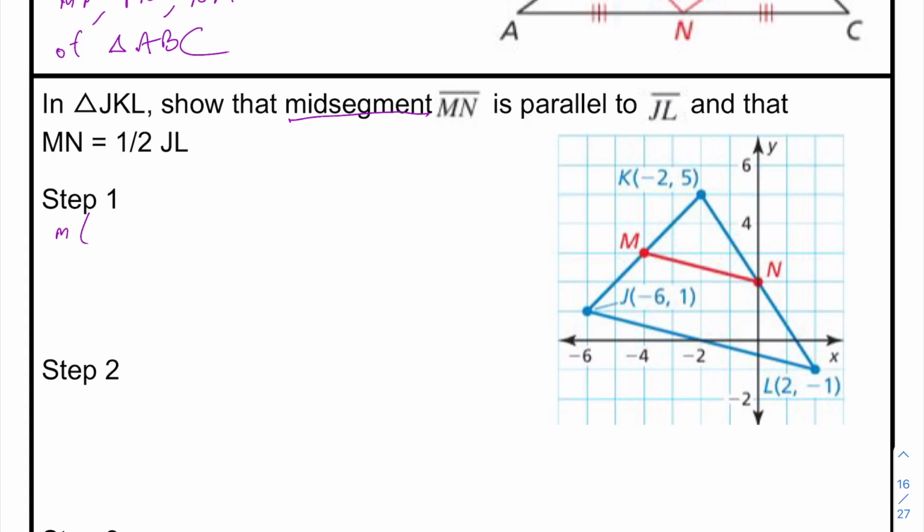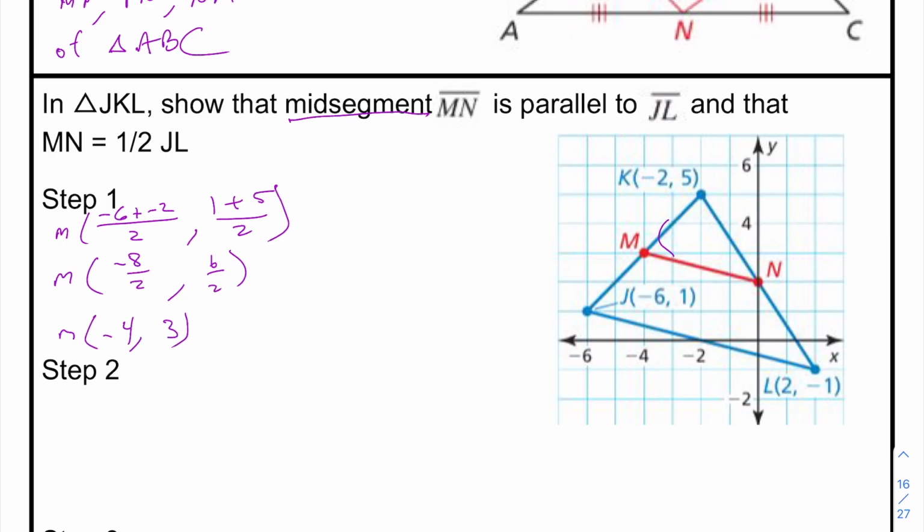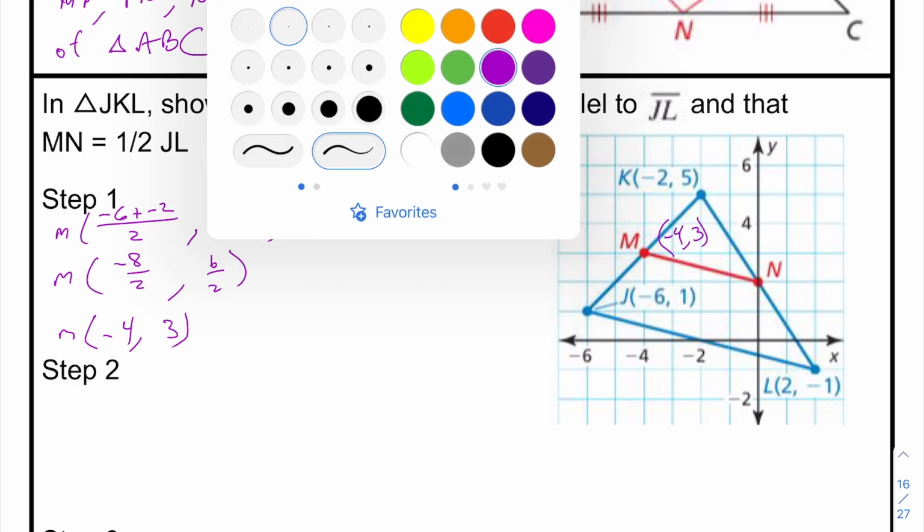So M is the midpoint of JK, so we get negative 6 plus negative 2 over 2, and we're going to have 1 plus 5 over 2. So we have negative 8 over 2 for our x value and 6 over 2 for our y value. So M is at negative 4, 3. Now let's find N.